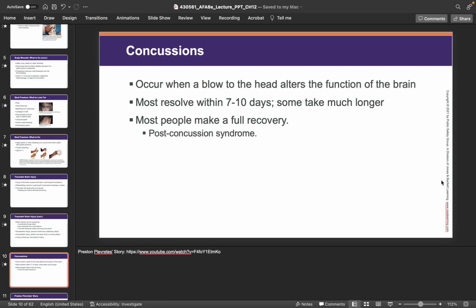So talking about concussions, they occur when there's a blow to the head that alters brain function. Most of them are not super serious. They'll resolve within 7 to 10 days. They're really not anything crazy.